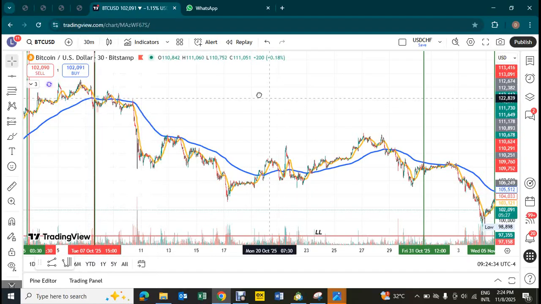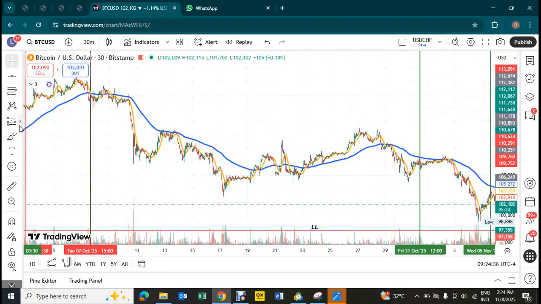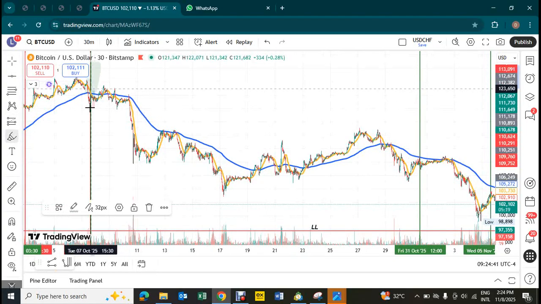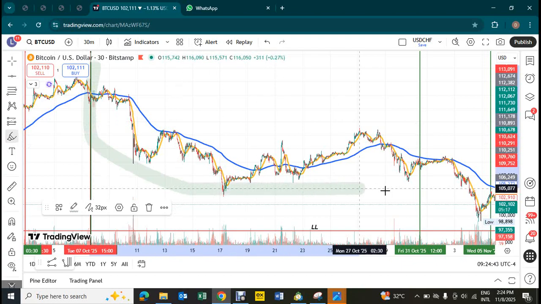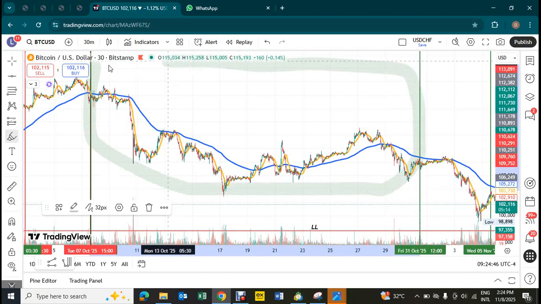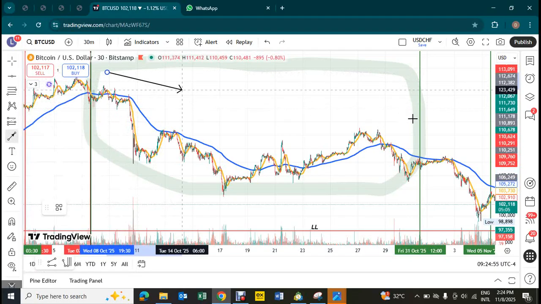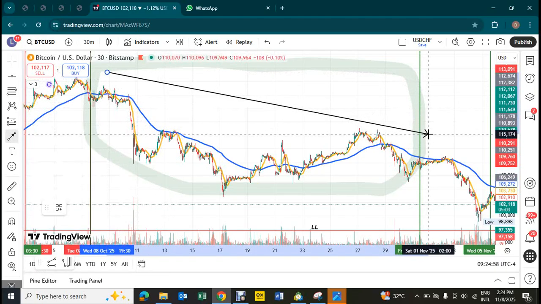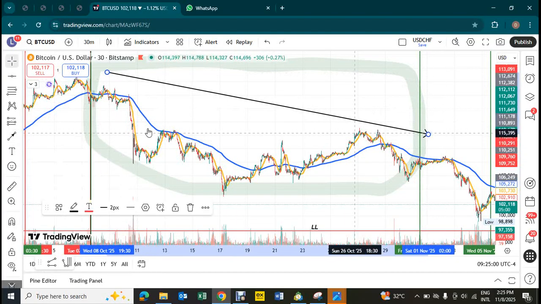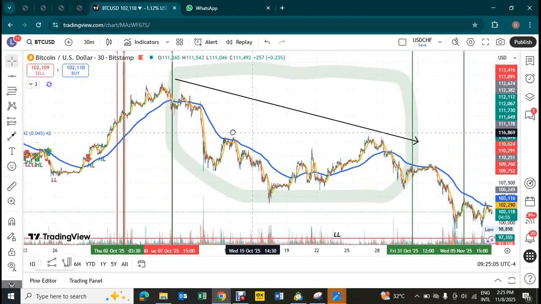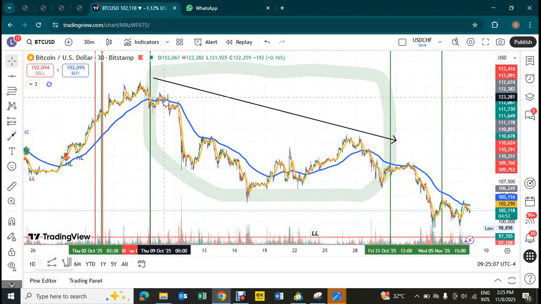Now looking at this market, this particular one, from here down to this one, I think it's a downtrend market. Looking at it this way, it's going down like this. You can just take your arrow and draw it like this. This is a downtrend market. You can see the market is all the way down, right? We are having lower highs and lower lows.